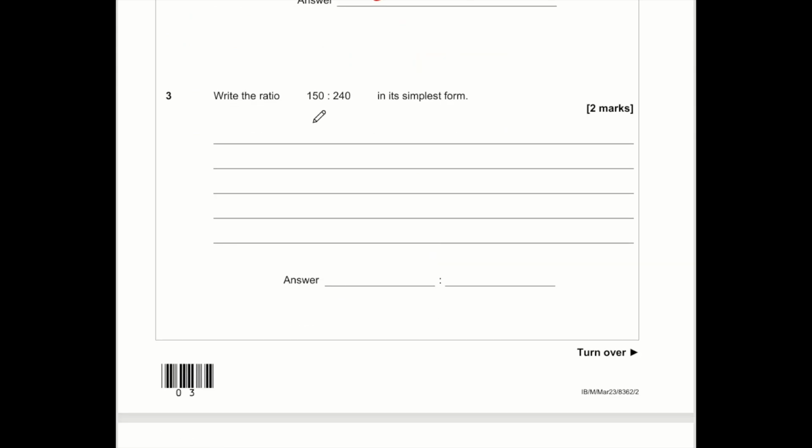Write the ratio 150 to 240 in its simplest form. Well, first of all, chop off the zeros. You've divided the ratio by 10. That didn't involve any thought. Now we need to think a little bit. What can we divide 15 and 24 by? Well, they're both in the 3 times table. 15 divided by 3 gives me 5, and 24 divided by 3 gives me 8. Can that ratio be simplified any further? No, it can't. So the ratio is 5 to 8.